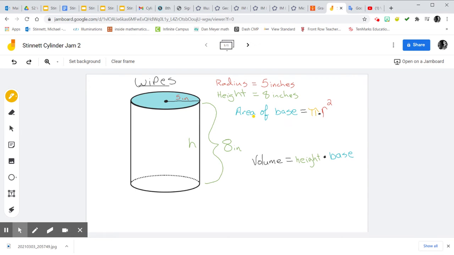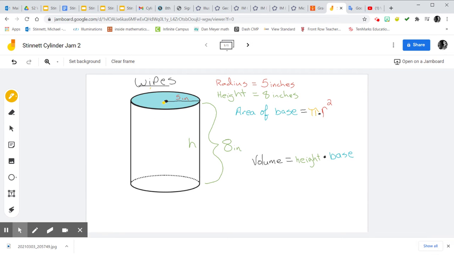So I want to do a quick video here going over how we find the volume of this cylinder. And this is a model of our disinfectant wipes right here, okay? And so the first thing we need to do is figure out kind of what's happening with this cylinder.